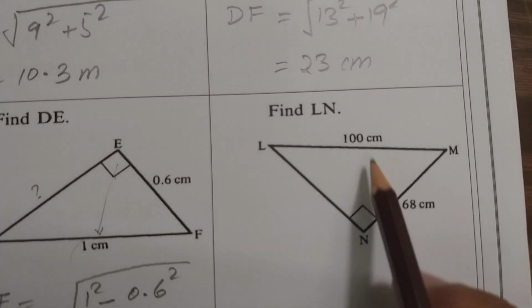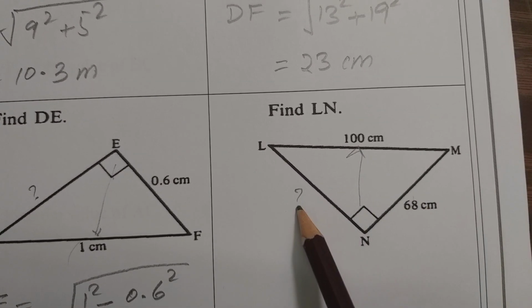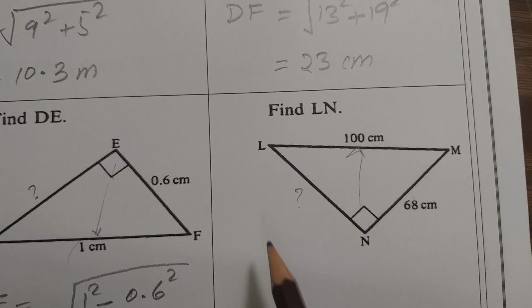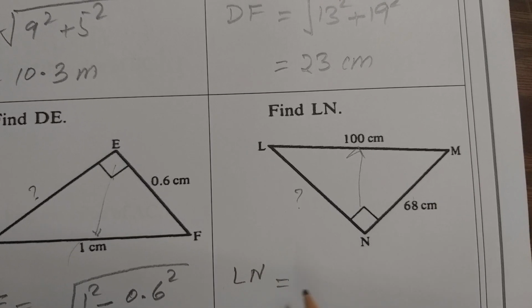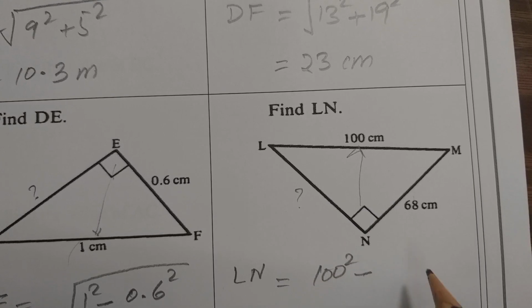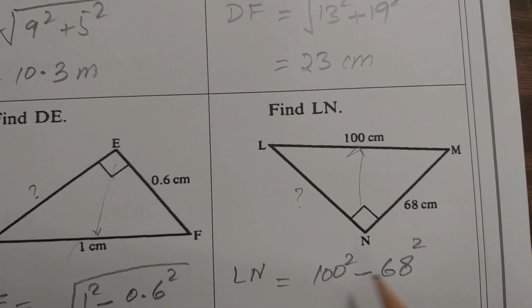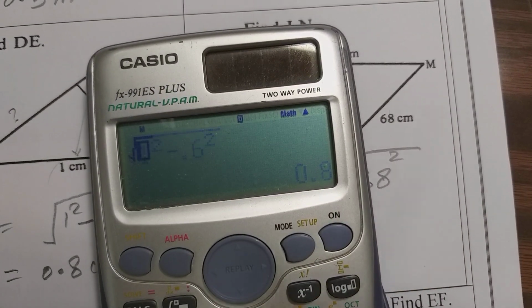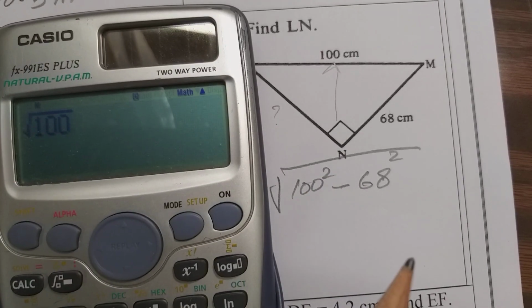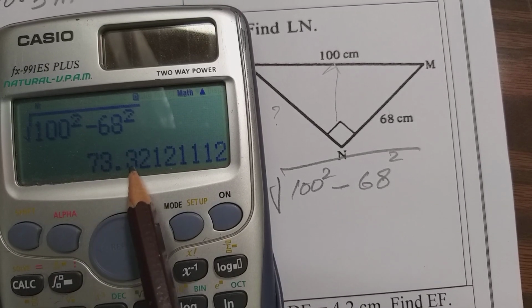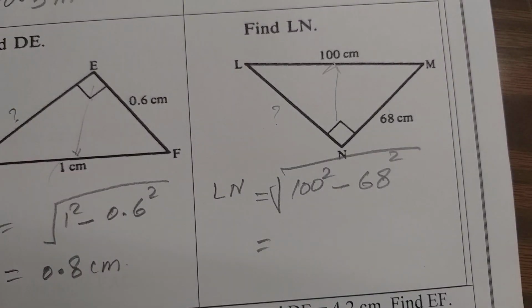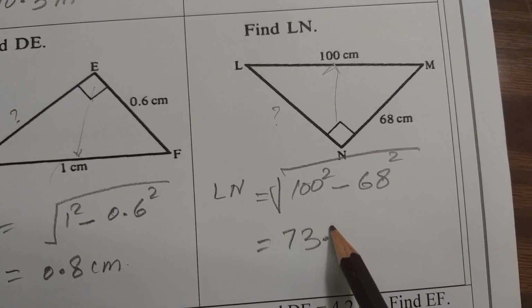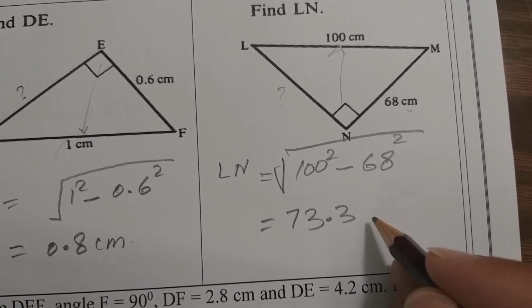Again, it's the same question. We are given the longer side, we are given one short side. We need to find the one missing, which is also the short side. So LN, which is the short side, we take the longer side square minus one of the given short side, which is 68 square. Then take a square root, you find the answer. So square root 100 square minus 68 square, so it gives us 73.32. So I just take one decimal, so it becomes 73.3, because unit is centimeter, so it is in centimeter.